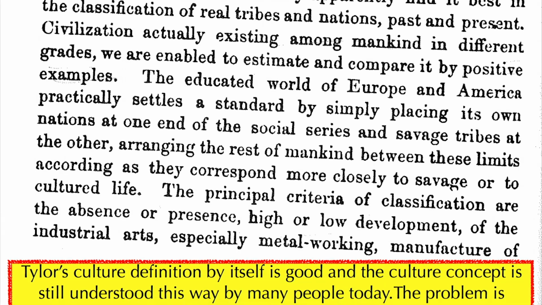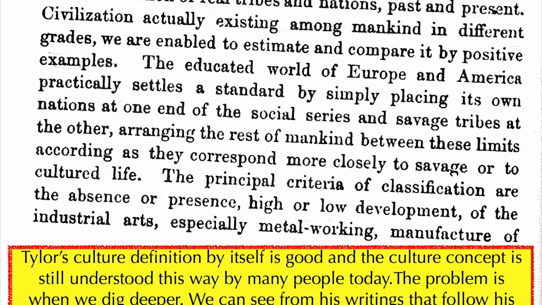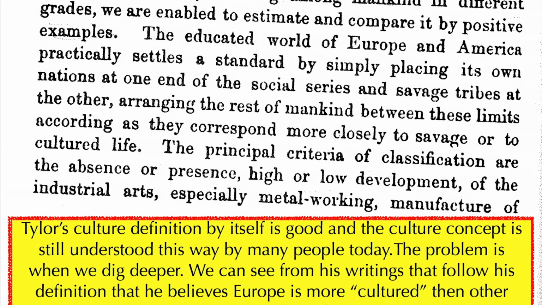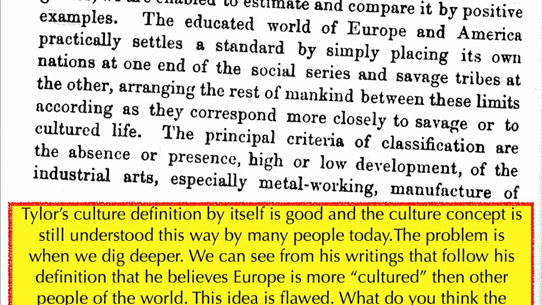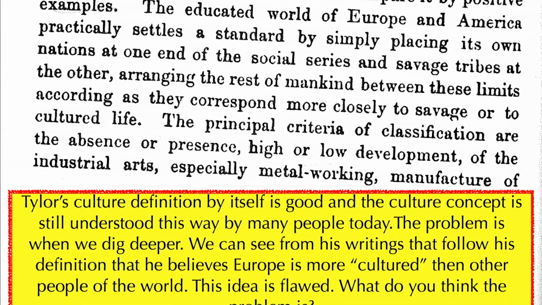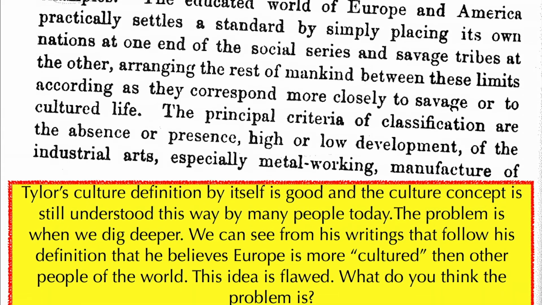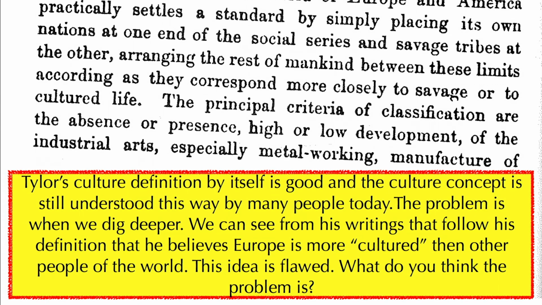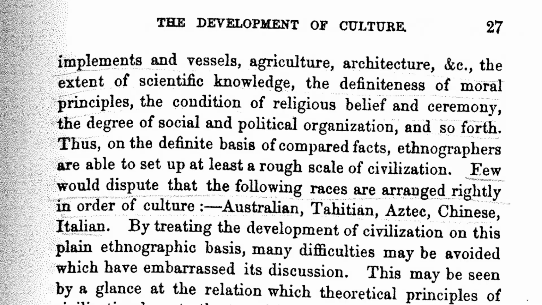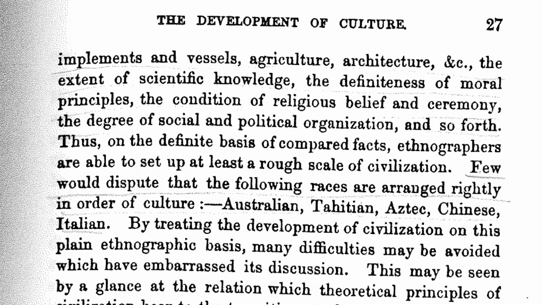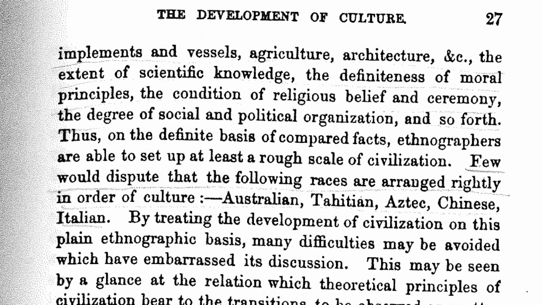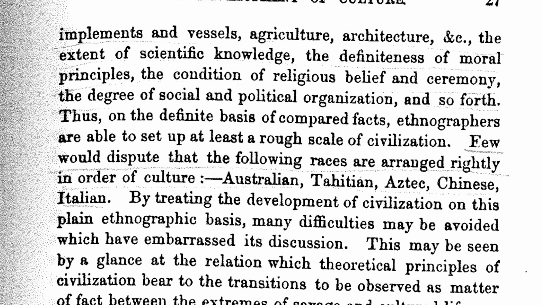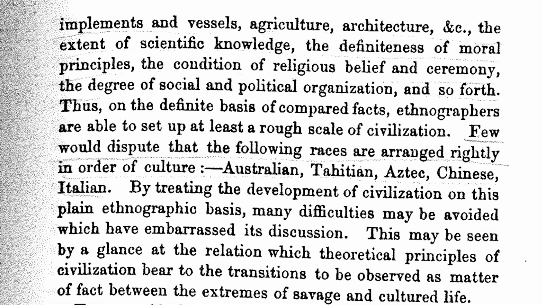The educated world of Europe and America practically settles a standard by simply placing its own nations at one end of the social series and savage tribes at the other, arranging the rest of mankind between these limits, according as they correspond more closely to savage or to cultured life. The principal criteria of classification are the absence or presence, high or low development of the industrial arts, especially metalworking, manufacture of implements and vessels, agriculture, architecture, etc., the extent of scientific knowledge, the definiteness of moral principles, the condition of religious belief and ceremony, the degree of social and political organization, and so forth.